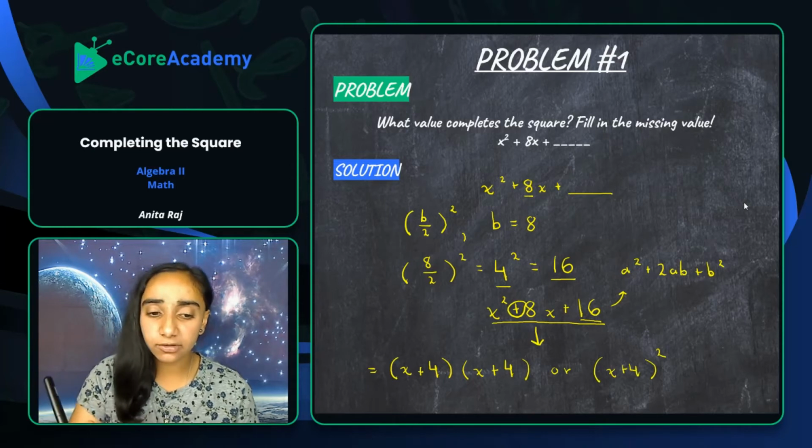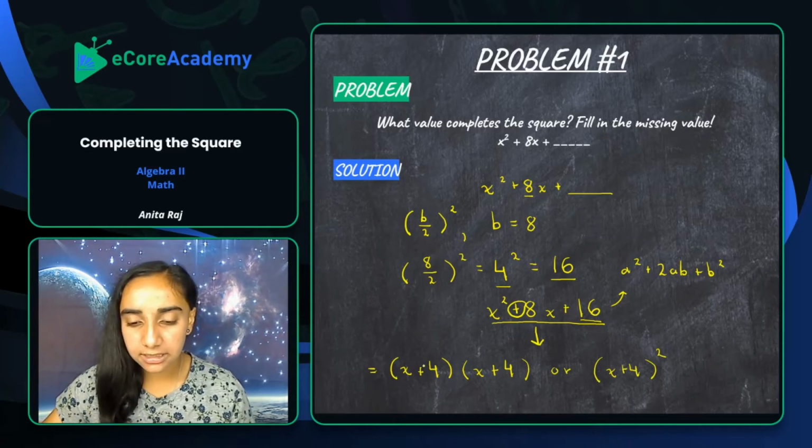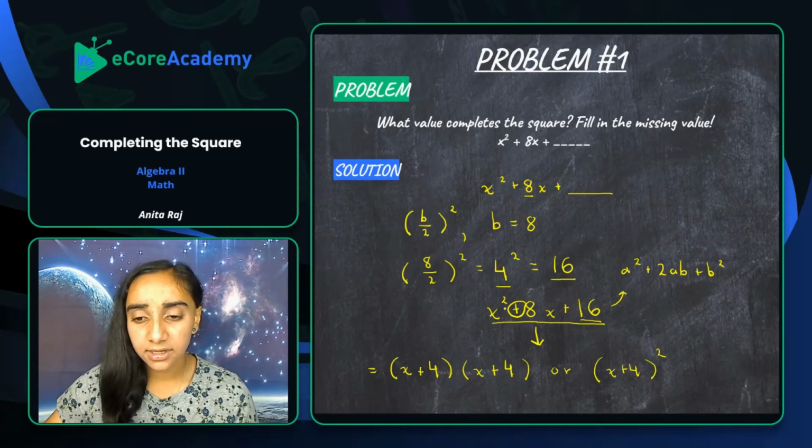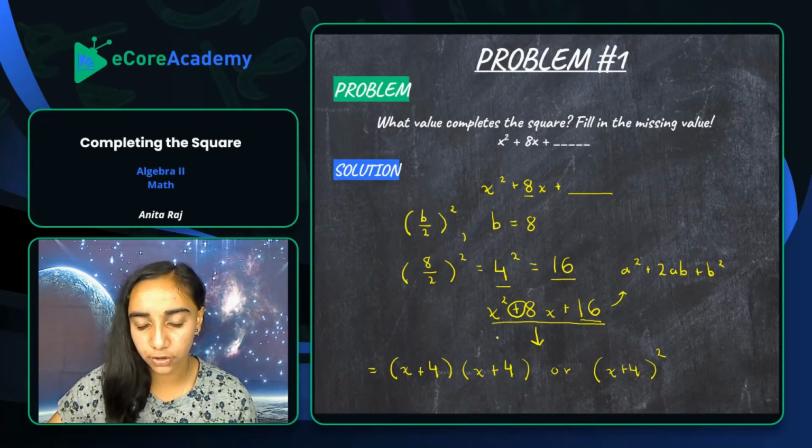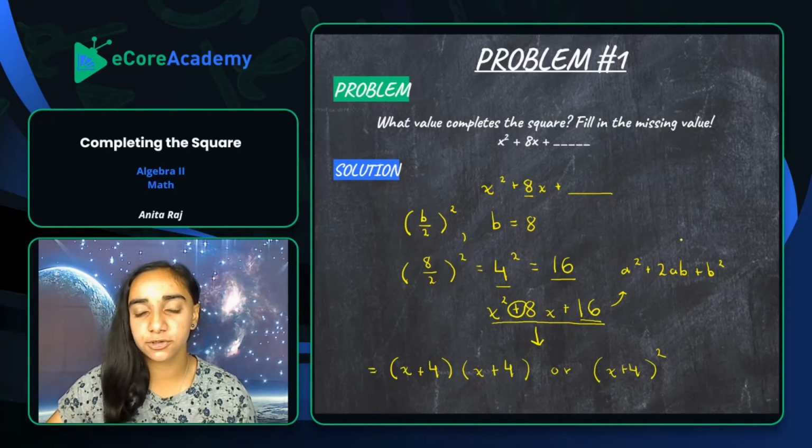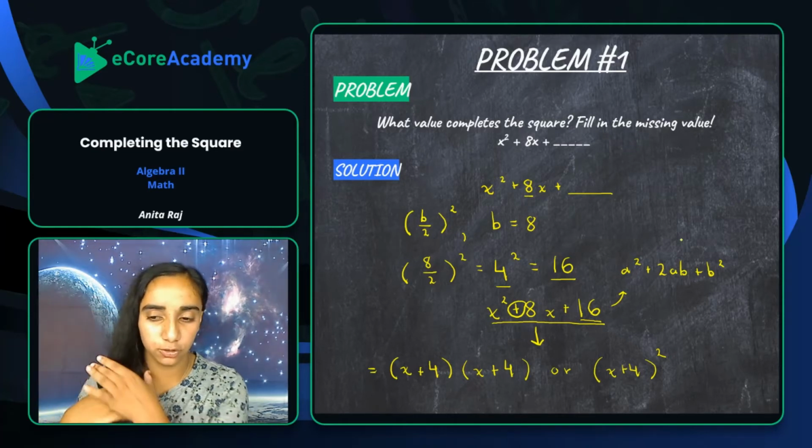So when we factor, whatever value goes in the parentheses with the x is going to be whatever your b value was from this original quadratic expression divided by 2. Because remember, it's a perfect square trinomial. And if you multiply this out, x times x is x squared, x times 4 is 4x, 4 times x is 4x, 4x plus 4x gives you the 8x, and if you multiply the 4 and the 4, you get 16. So this does multiply out to this perfect square trinomial. So I want you to keep that in mind as we go through this.